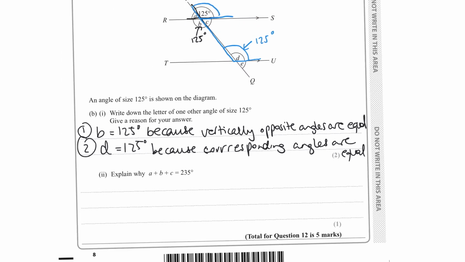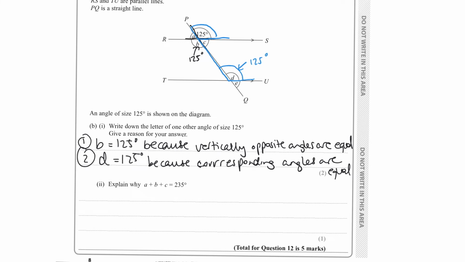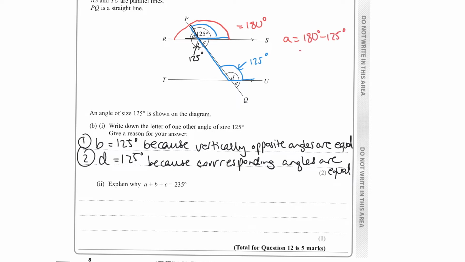Then it says explain why A plus B plus C is equal to 235 degrees. So we can work out what A is because we can see that B is 125 degrees. These two angles here are on a straight line, and we know angles on a straight line are 180 degrees. So A would be 180 take away 125, which leaves 55 degrees. To work out what C is, we can see that C is vertically opposite to A, so it's also 55 degrees.